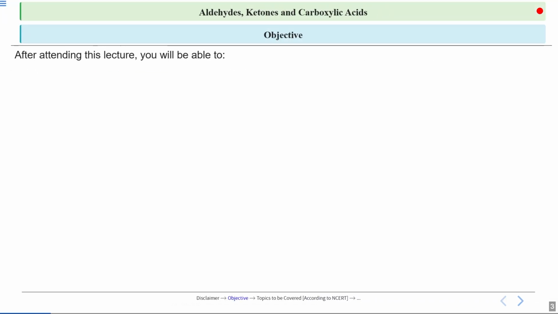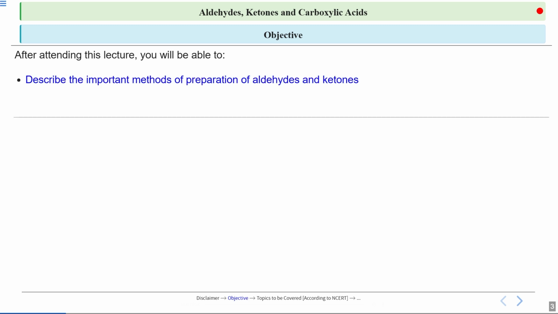So what is the objective of today's lecture? After attending this lecture, you will be able to understand the topics which we are going to cover today. So today we will see the important methods of preparation of aldehydes and ketones, and we will correlate the physical properties of aldehydes and ketones with their structures.